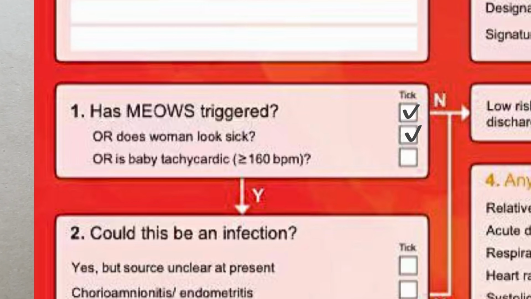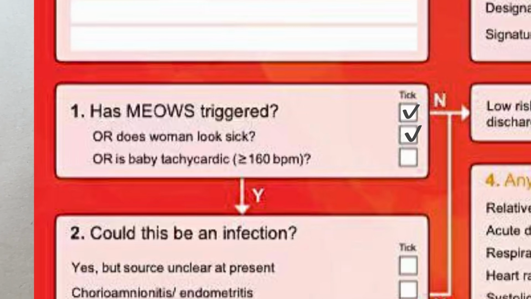Now, the first one, MEOWS trigger, so automatically we are going to move down to our Y. Whether we were able to take the rest of the 2 or we didn't take any of the 2, we're still going to move to Y because one of them triggered, or we take one box out of these 3 categories. Moving down, we have, or is baby tachycardic more than 160 beats per minute?